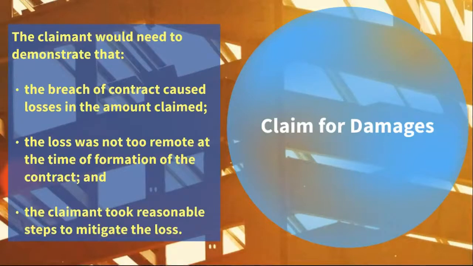Second is that the loss was not too remote at the time of formation of the contract. The term remoteness refers to the legal test of causation, which is used when determining the types of loss caused by a breach of contract or duty, which may be compensated by an award of damages.